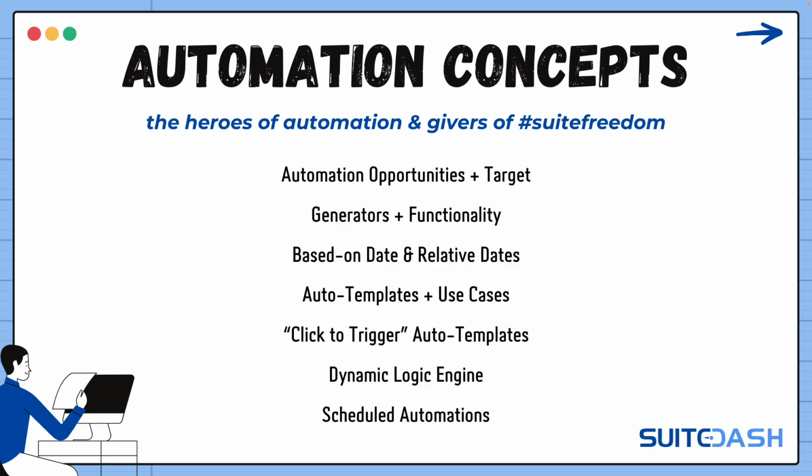Okay, so let's review what we covered in this video. We've explained what automation opportunities are and what targets are. We looked at generators, explained that functionality. We spent quite a bit of time examining based on dates and relative dates. We went over auto templates and discussed some of the use cases there. We revisited the click to trigger functionality for auto templates, and we took a look at the dynamic logic engine and how that works. And then finally, we spent some time talking about scheduled automations.